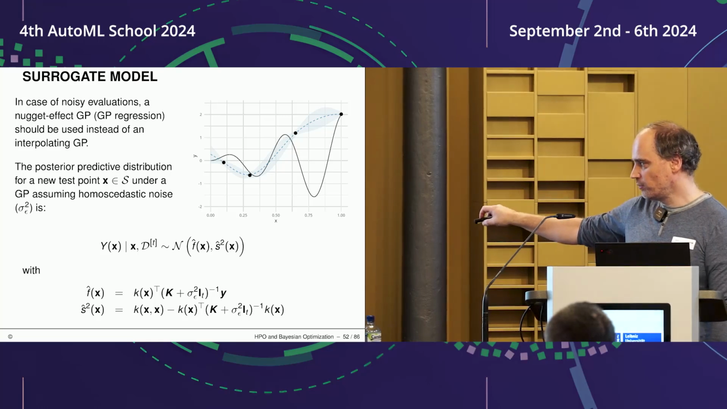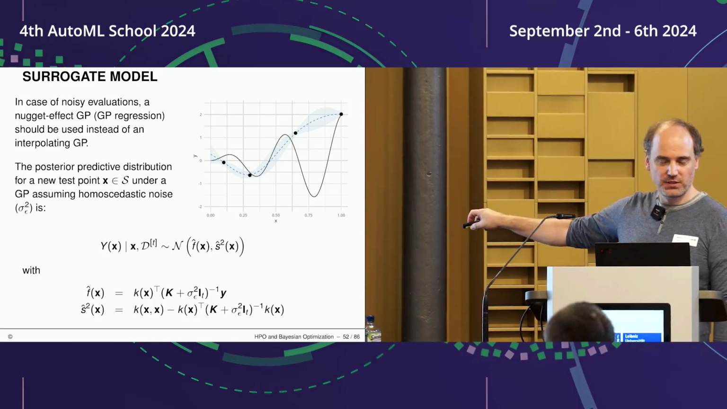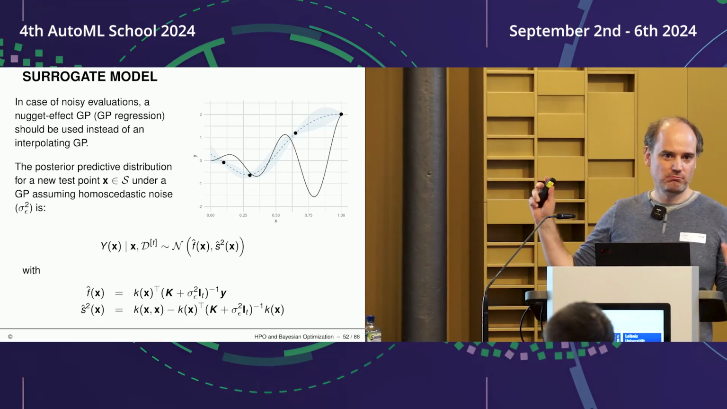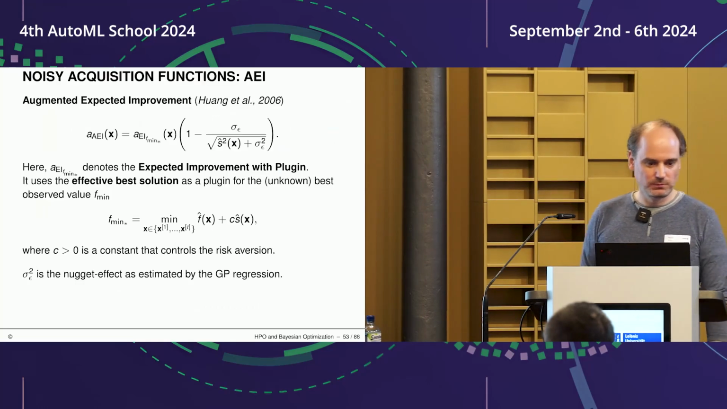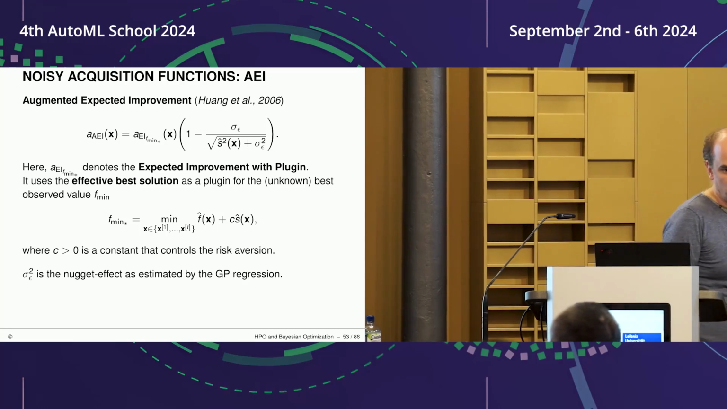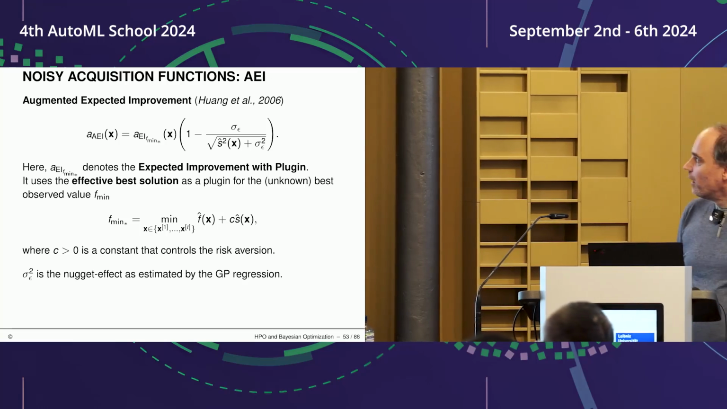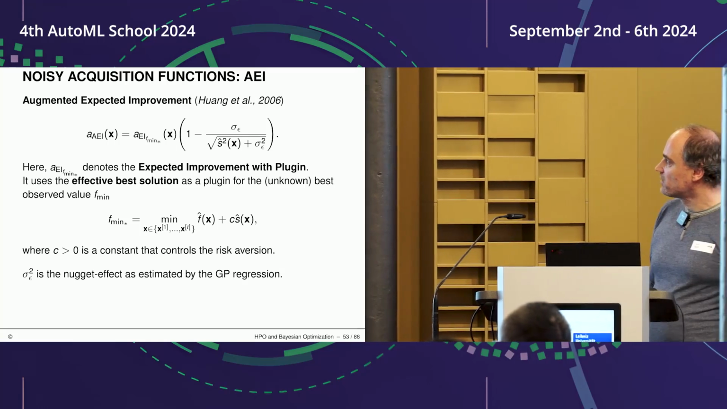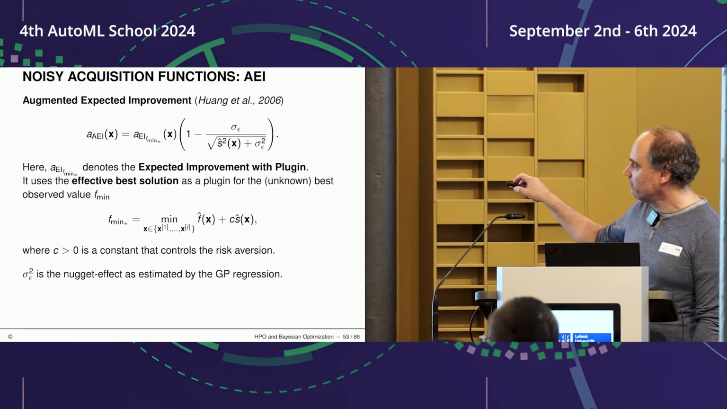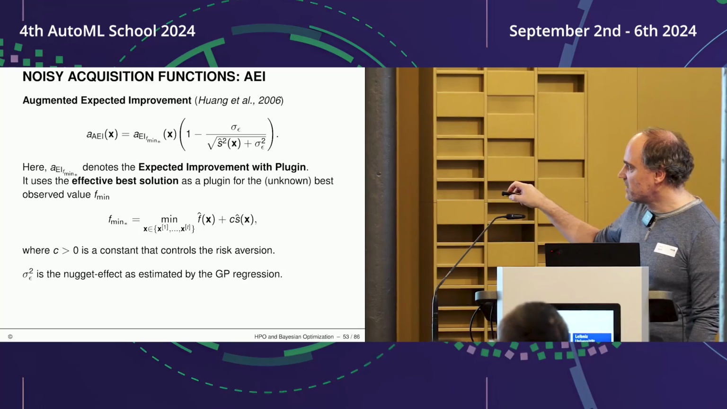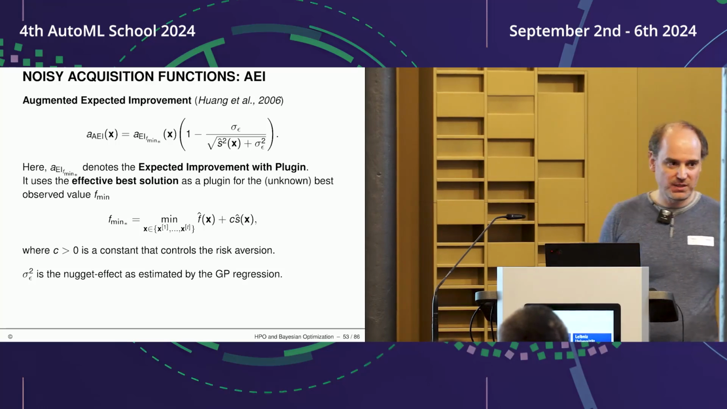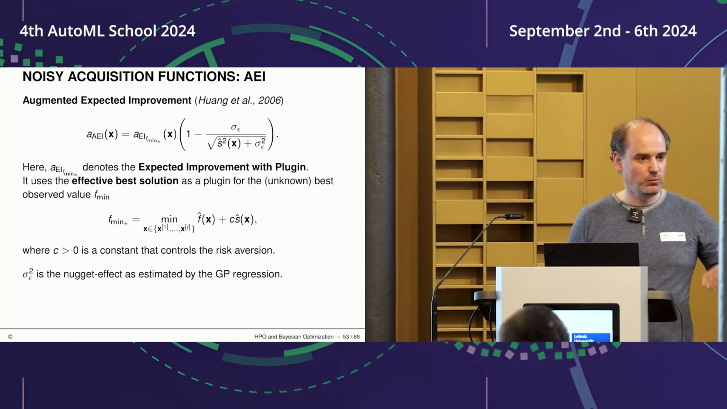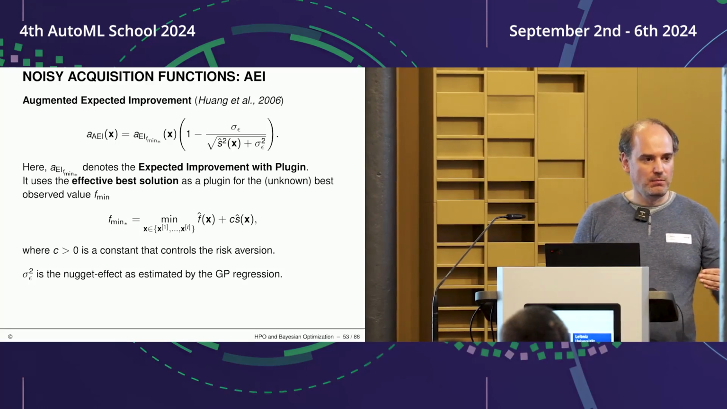You might have also seen this for ridge regression in a similar fashion. And this is a fairly old noisy acquisition function. This is called the augmented expected improvement by Wang. It takes the expected improvement with plug-in. This is the normal expected improvement formula, but it takes this plug-in value of f min, where the model is predicted on the archive, and then the min is taken from this archive.